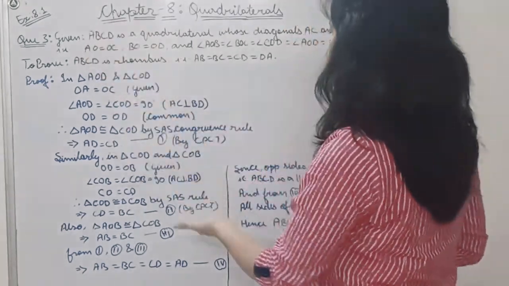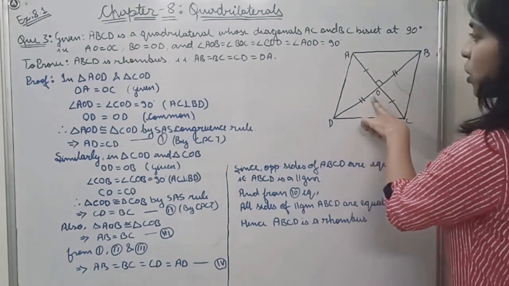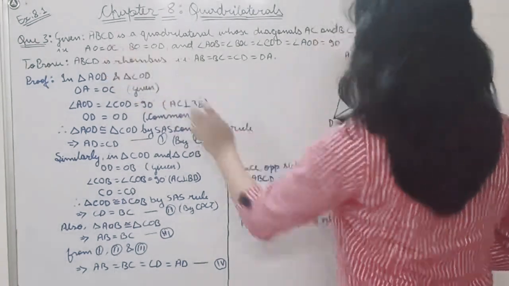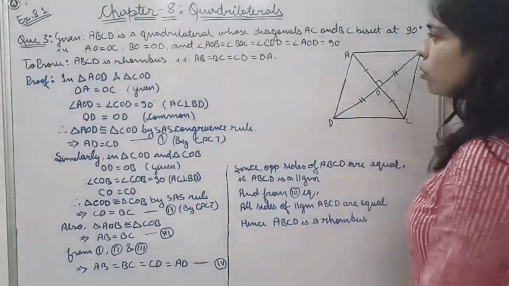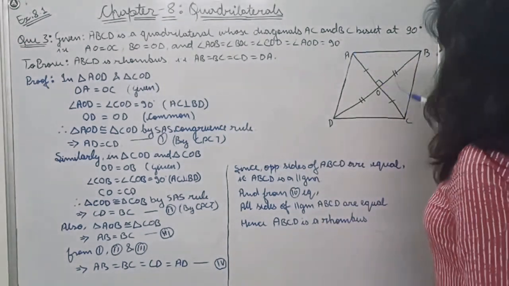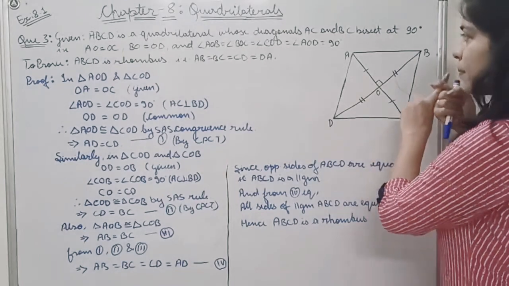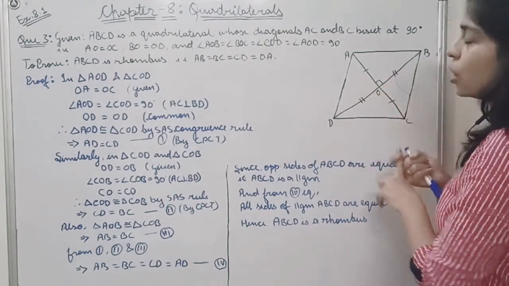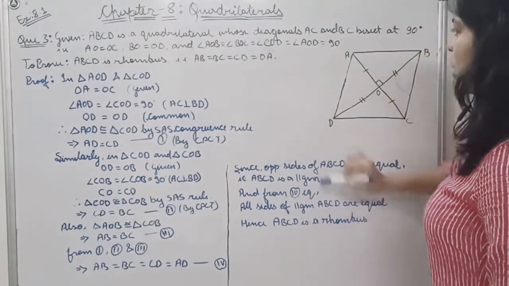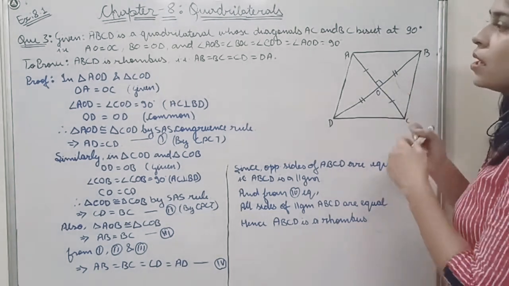What is given to us? Diagonals are bisecting. AC and BD are bisecting each other at O. It means AO is equal to OC and BO is equal to OD. Along with this, as AC is perpendicular to BD, diagonals bisecting each other at right angle, then angle AOB, angle BOC, angle COD and angle AOD will be equal to 90 degree. Means all these four angles will be 90 degree.